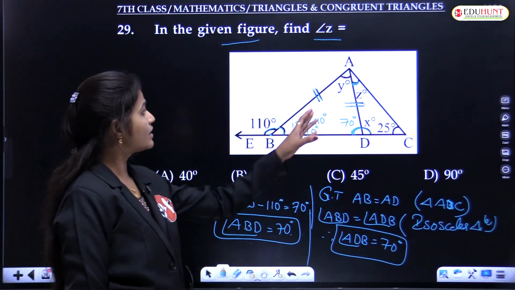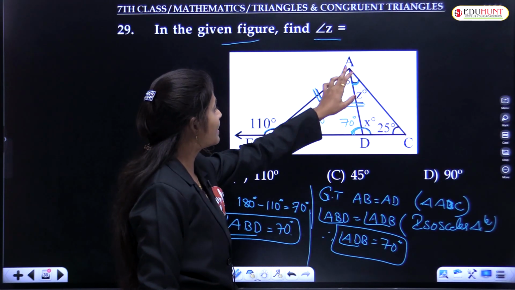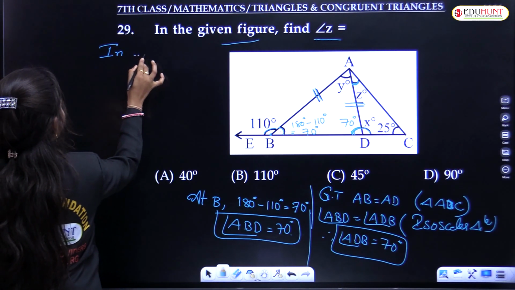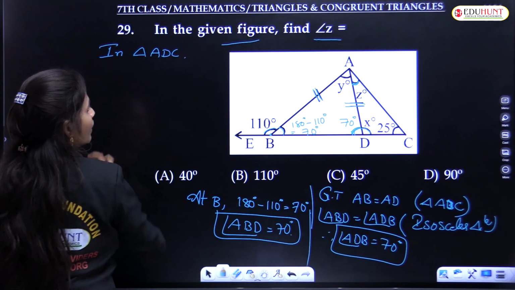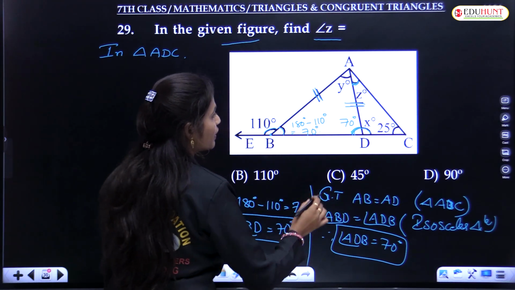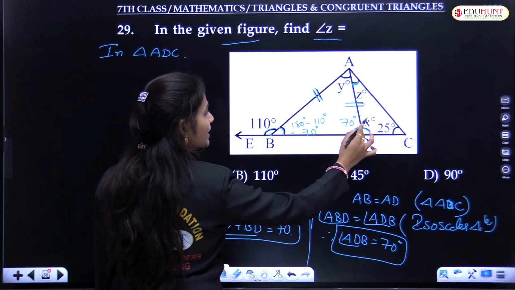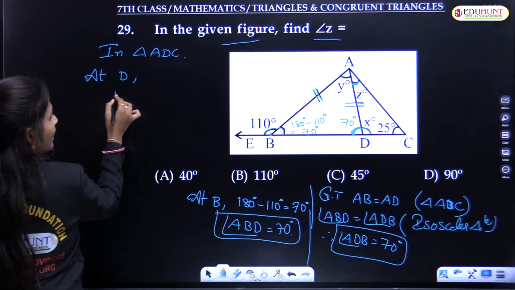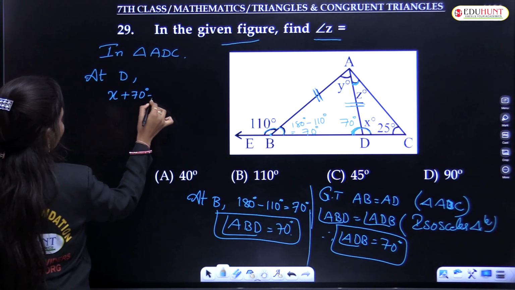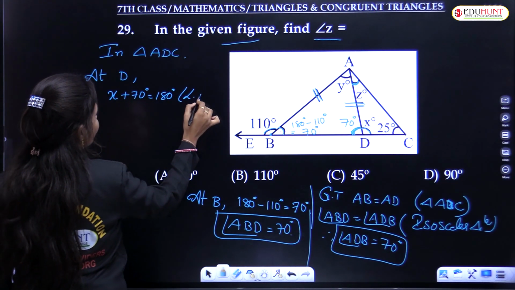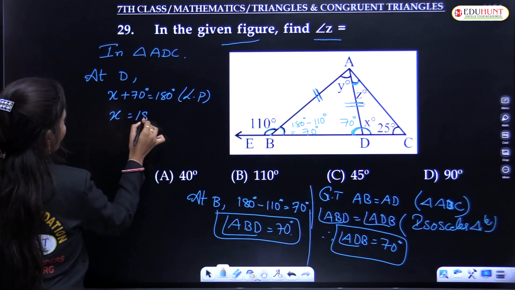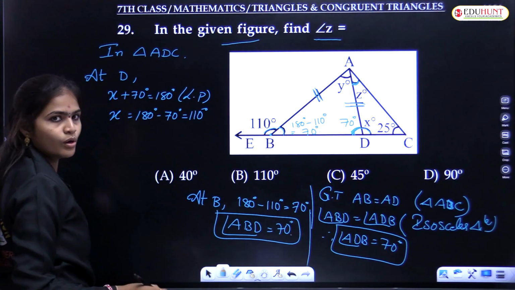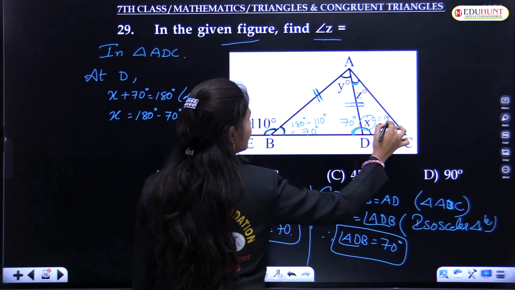We got another value also. Now what do we have to find out? Z is in the other triangle, triangle ADC. So I am going to write this. In triangle ADC, at point D we have 70 degrees and x degrees. So at D, x plus 70 is equal to 180 degrees. The reason is a linear pair. So x is equal to 180 degrees minus 70 degrees, which is equal to 110 degrees. So x is equal to 110 degrees.